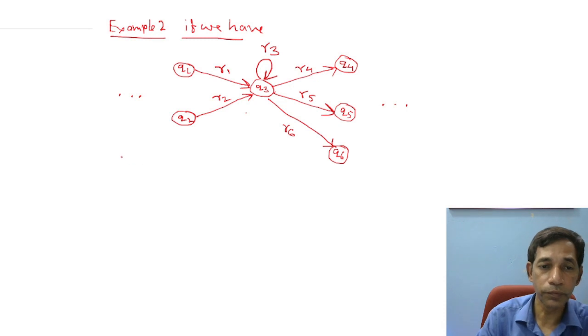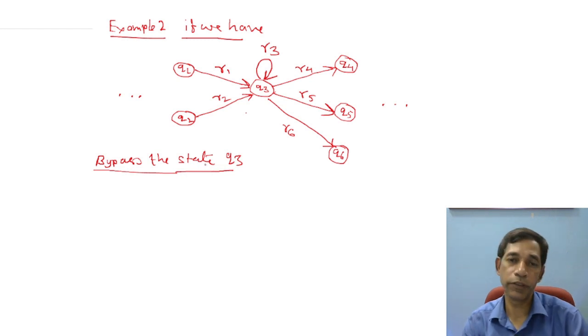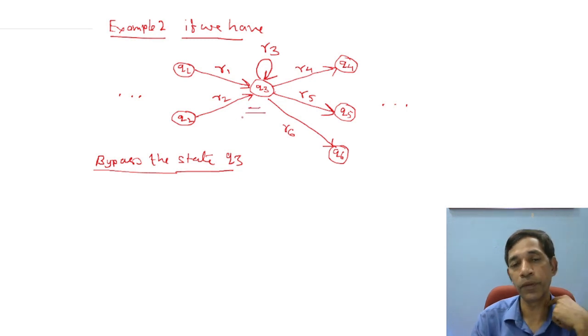So we need to bypass state Q3. So we are going to bypass the state Q3. Means once you bypass and eliminate it, then you will no longer have this state Q3.